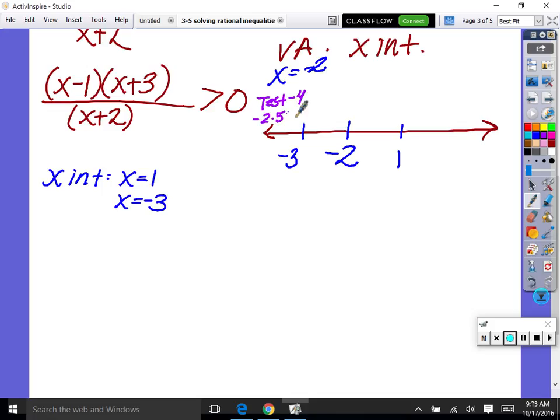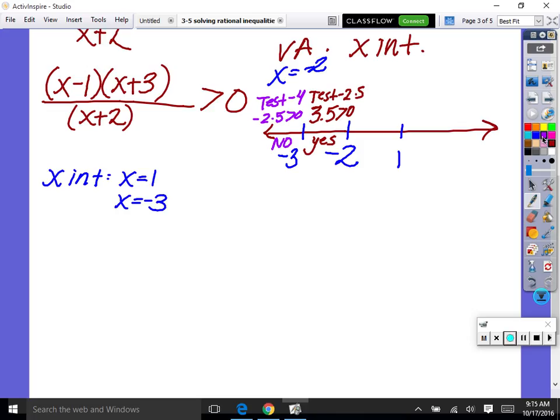Is that greater than 0? Right, we're looking for greater than 0. So this one's a no. This interval's no. Let's test between negative 3 and negative 2. So let's test negative 2.5. Everybody good with that? If you plug in negative 2.5, you get 3.5. Is that greater than 0? Yes, so we know that interval's in the answer.